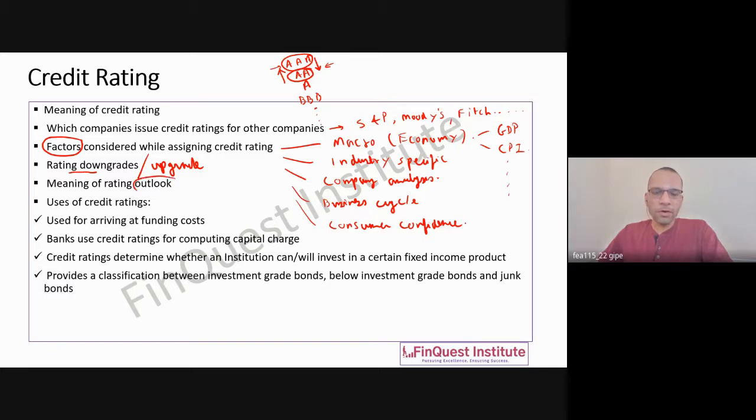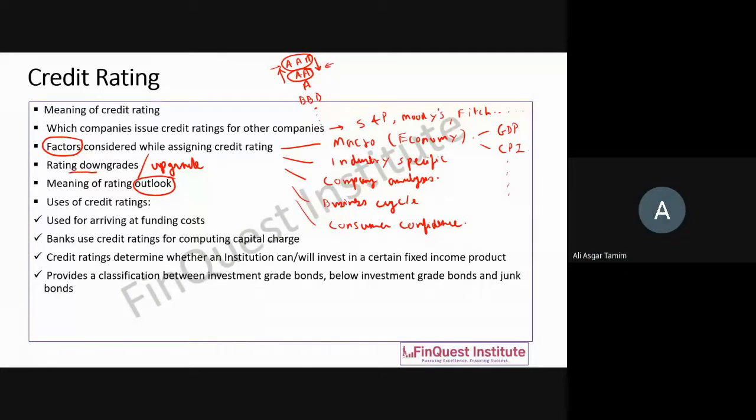When you say rating outlook, what does it mean? And what's the requirement for a rating outlook? Anyone? Or it's a read on where the rating is going to go in the coming period.